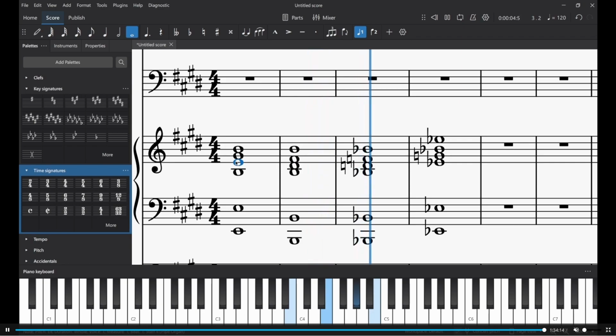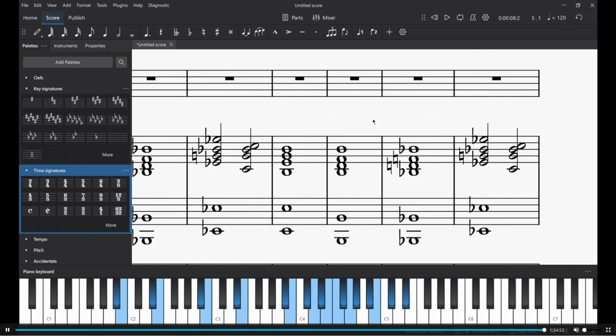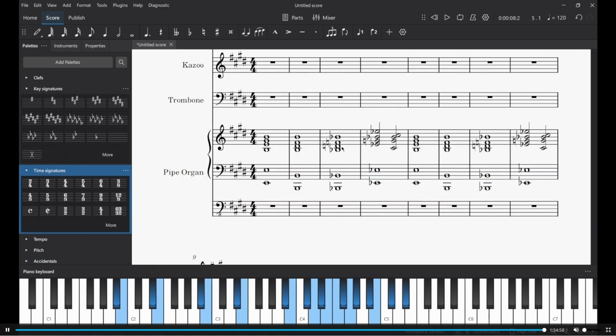I'm feeling I want some harmonic movement in this last chord. So I'm going to take these two notes down to the 7 of that E flat major chord. So that's going to be that 7 chord again. Okay, so we've got two measures of that.